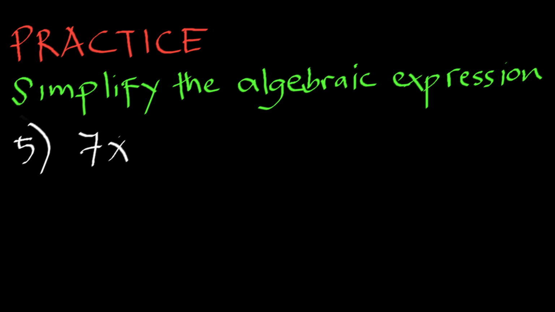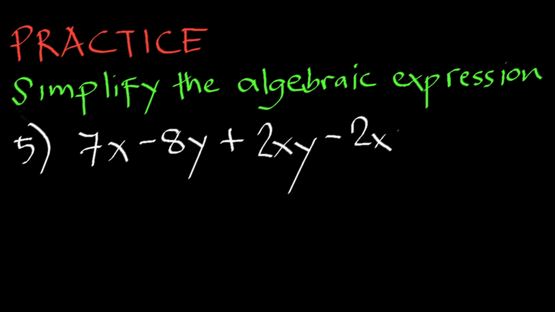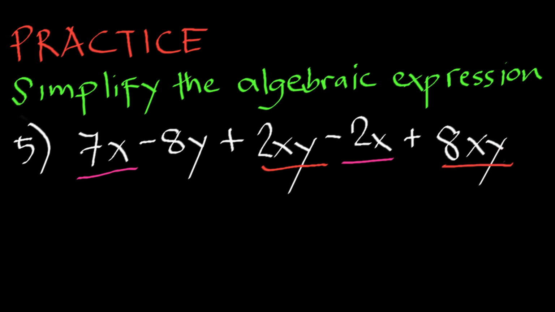Our last example is 7x minus 8y plus 2xy minus 2x plus 8xy. So, we have to identify the like terms first. We have 7x and negative 2x. Then we have 2xy and 8xy.